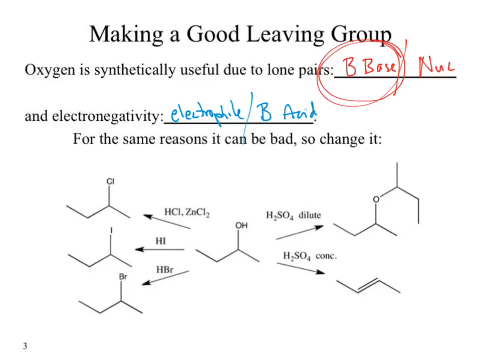But for that same reason, it can be bad. Well, why? If I want to go through and run a reaction where the oxygen acts as a base, well, part of the alcohol functional group acts as an acid. So which is going to win out? Is it acting as a base or is it acting as an acid? Okay. If I want it to act as a base, it could potentially react with itself because the other part of the molecule is an electrophile.